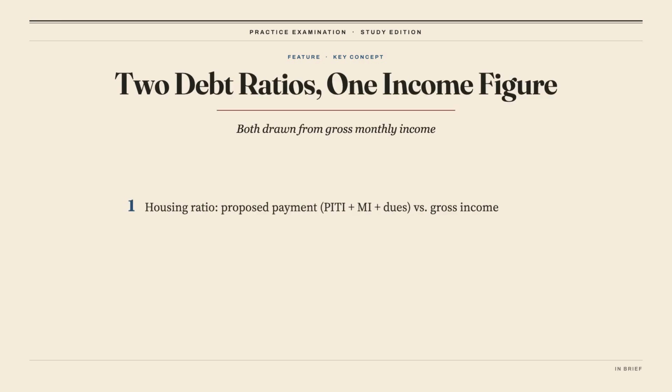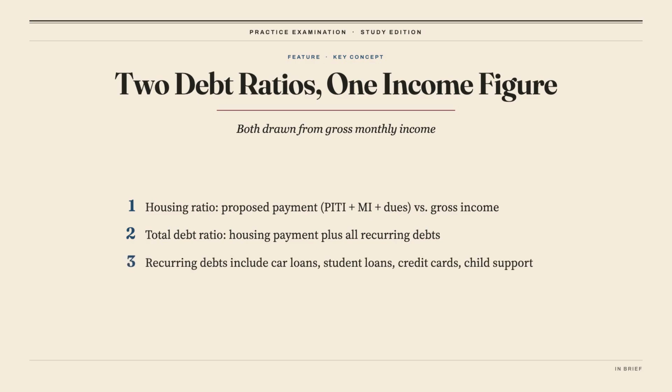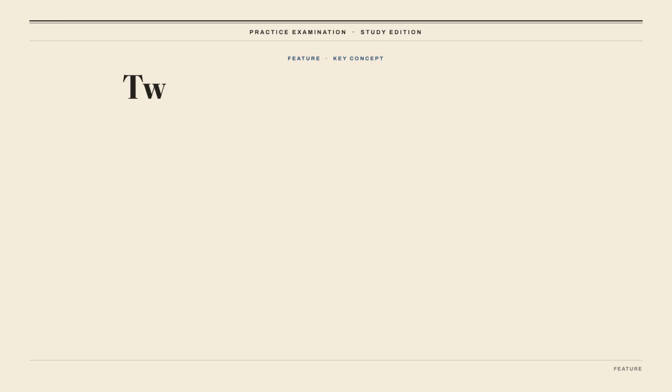Capacity is measured with two ratios built from the same gross income figure. The housing ratio compares the proposed payment, including taxes, insurance, and dues, to gross monthly income. The total debt ratio adds every other recurring obligation, like car loans, student loans, credit cards, and child support. Gross income is used because withholding varies for reasons that have nothing to do with a borrower's ability to pay.